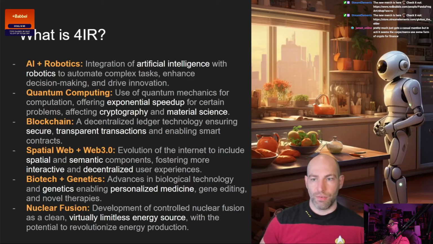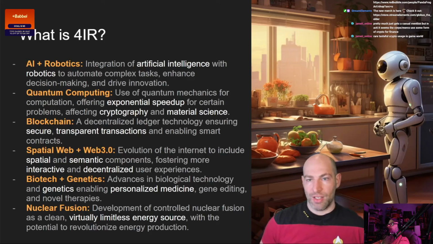And then finally, nuclear fusion is another thing that's up and coming. The investment is there already. It's in the billions of dollars. So it's only a matter of time before we solve this problem.